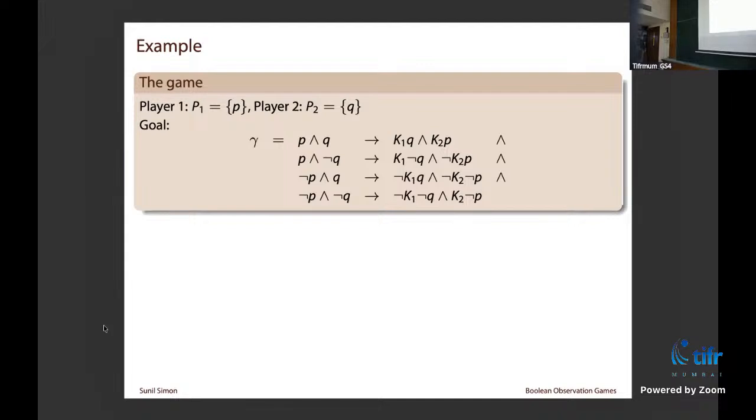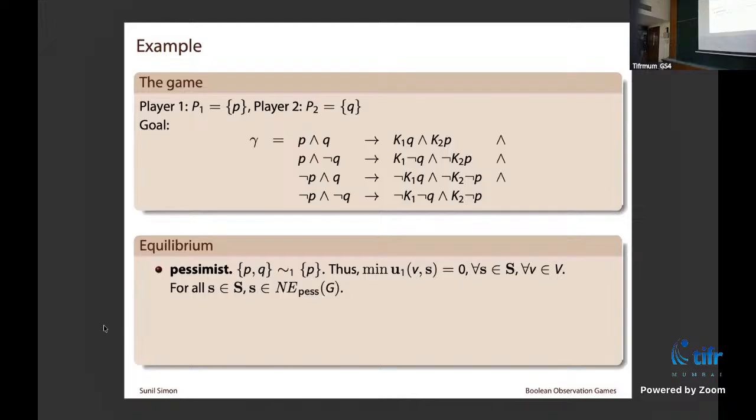Okay, so in this game, each player controls one proposition, right? So for player 1, for instance, he cannot distinguish between these two valuations, the valuation where P is true and Q is false, and the valuation where P is true and Q is true. He cannot distinguish simply because he cannot see. So now if you take the min over U1 for this particular goal, then what you get is 0. Because here I am just enumerating all possible valuations, so there is always one which is a possibility.